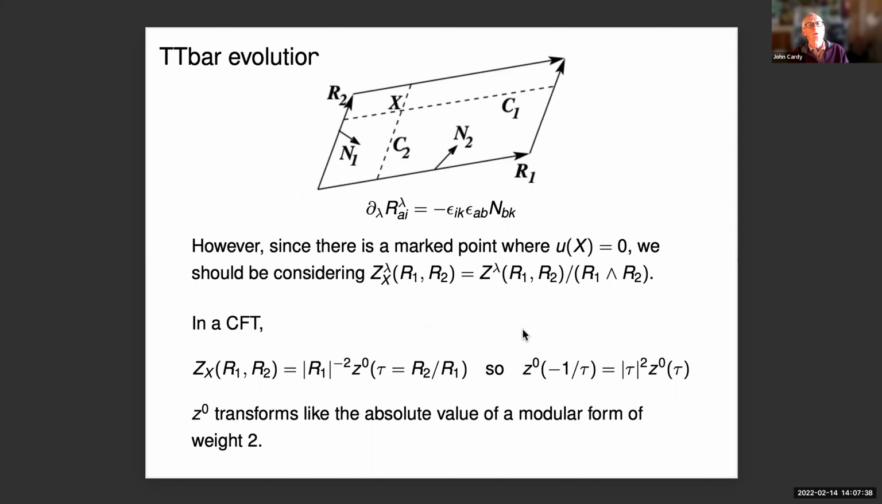So this is the framework in which we think about the TTbar evolution, which is given by, in the fixed N, fixed S in terms of that contour integral. It's given by an equation that looks like this.